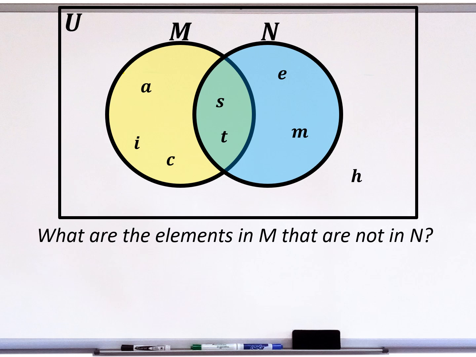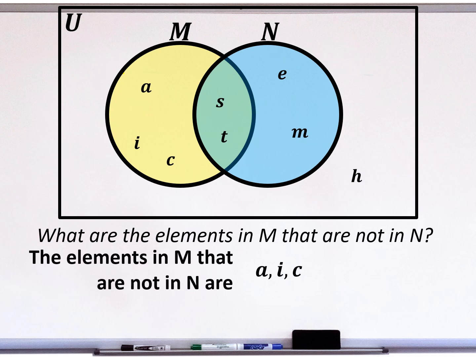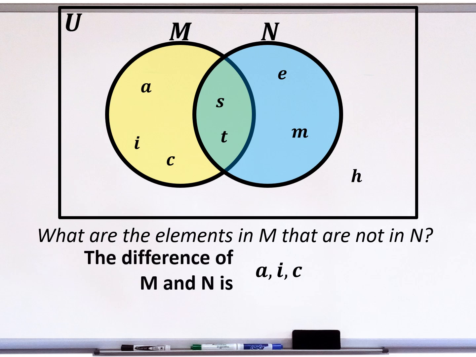So what if you are given another question? What are the elements in M that are not in N? The question here is, what are the elements inside M that do not belong to set N? Therefore, the elements in M that are not in N are the elements A, I, and C. These are the letters in the yellow region. When we talk about the elements in M that are not in N, we are talking about the difference of set M and N.